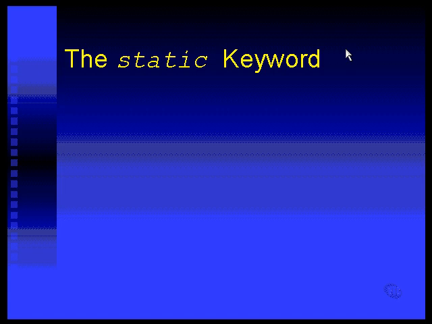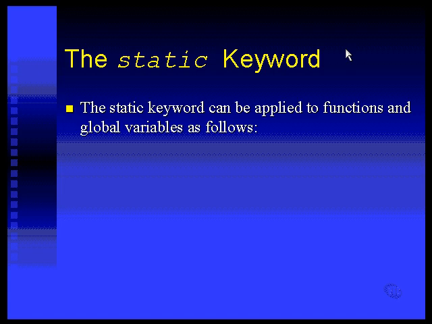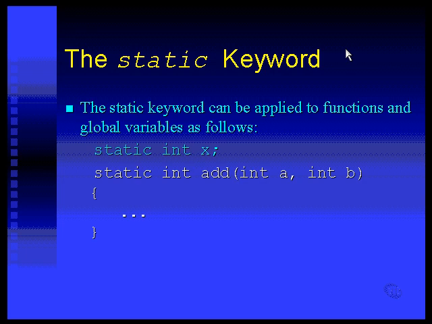There is a keyword in the C language called static. We can use the static keyword to give us some more options for the scope of various entities. Let's have a look at that. The entities that I'm referring to are functions and global variables. And you can see in the code here that I'm showing you how you might apply the word static to a global variable and how you might apply it to a function.